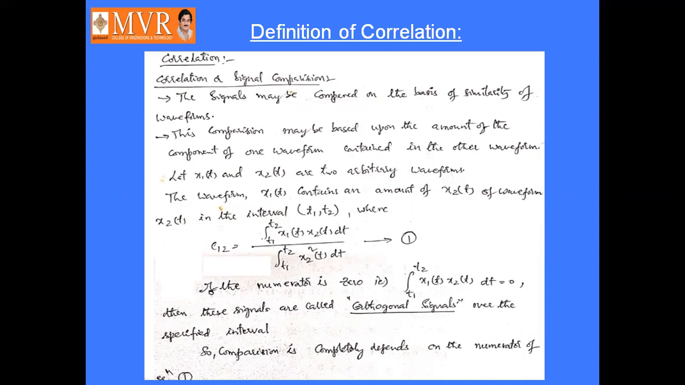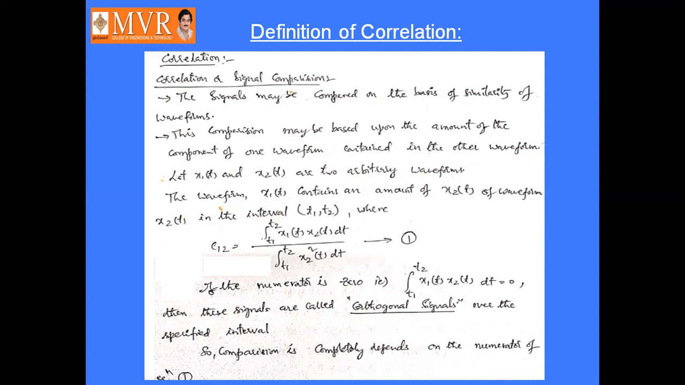Let us take two waveforms, x1(t) and x2(t), two arbitrary waveforms. The waveform x1(t) contains an amount c12 of waveform x2(t) in the interval t1 to t2, where c12 is equal to the integral from t1 to t2 of x1(t) x2(t) dt divided by the integral from t1 to t2 of x2 square(t) dt. This concept was already discussed in our first unit.